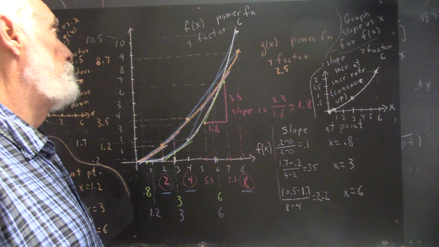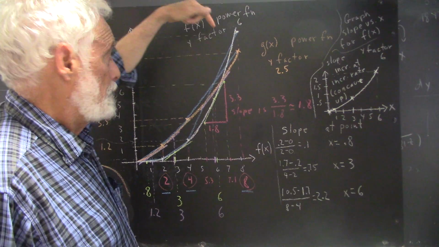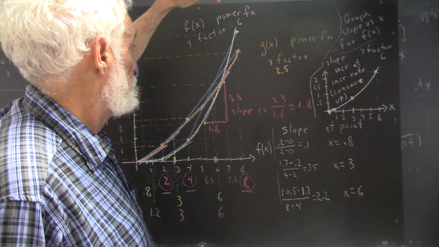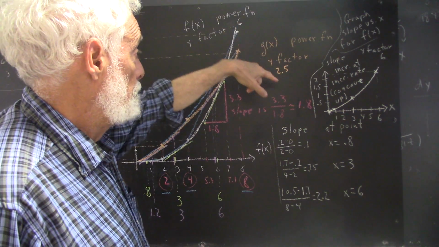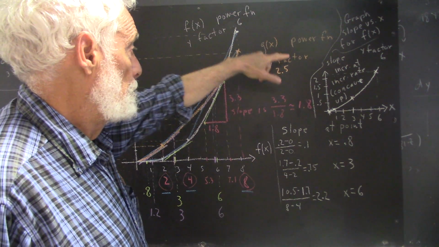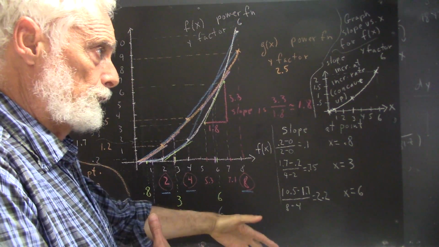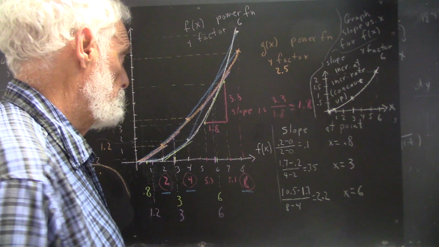Another thing I'll point out is that I said originally I had this labeled as y factor 2.5, the white graph, and the orange graph labeled as y factor 6, and I had those reversed, so I corrected those in the preceding video.